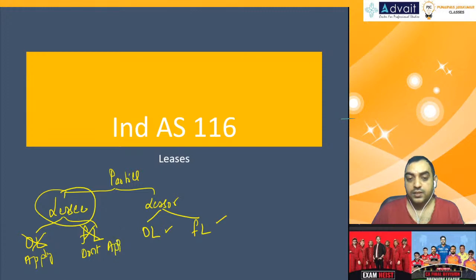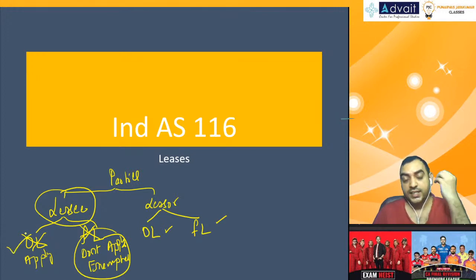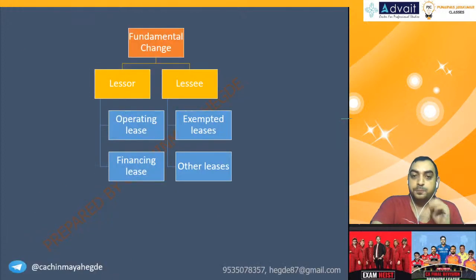And if the standard doesn't apply, we say exempted leases. Some exemptions are given, so you need not apply the standard in those cases. But the moment you apply Ind AS 116, the standard is fixed. You have to go for a particular method.